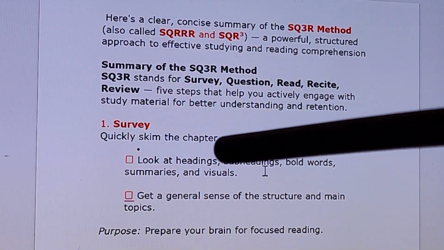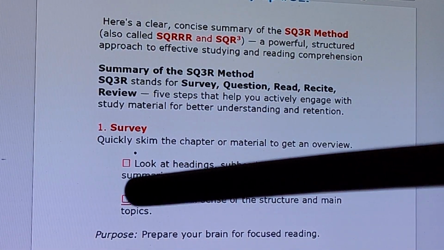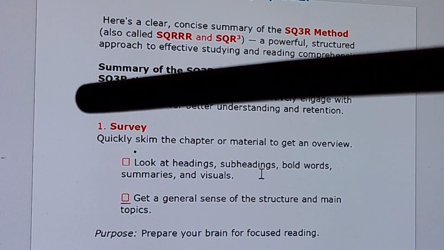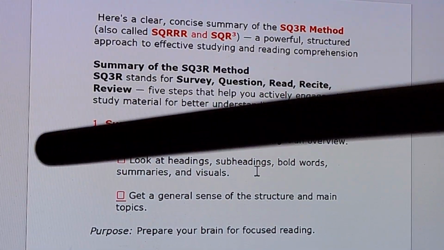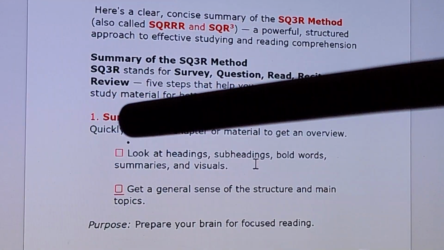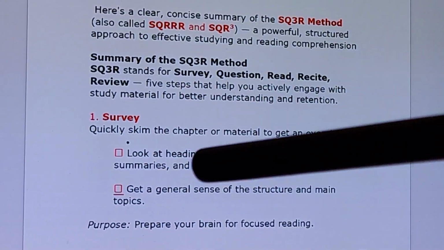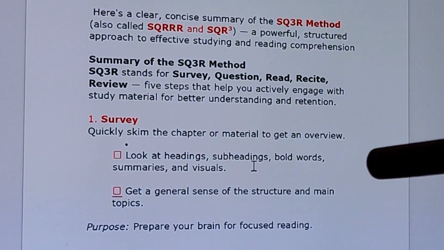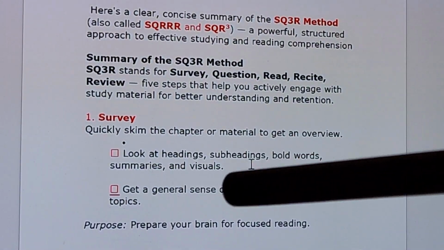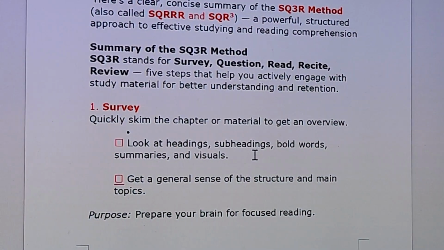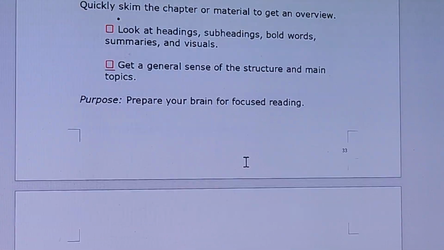It's like going to a holiday destination. You go through the tour guide. You say, okay, I want to go on a cable car ride, then we'll go to the beach, then we'll go to 10 places, but you can't do everything. So think of the survey as a holiday destination, and you're just picking out certain lovely spots you would like to know more about. You look at the headings, subheadings, bold words, summaries and visuals, and you get a general sense of the structure and the main topic. The purpose of survey is to prepare your brain for focused reading.